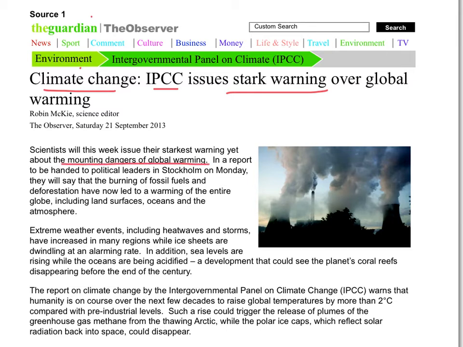So I understand straight away that scientists believe global warming is on the increase, not the decrease, and that they're going to warn us, presumably, about it. In a report to be handed to political leaders in Stockholm on Monday, they will say that the burning of fossil fuels and deforestation have now led to a warming of the entire globe, including land surfaces, oceans and atmosphere.